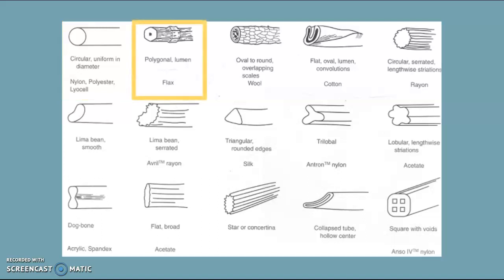Flax, which comes from the stems of plants, is going to be polygonal, meaning there's a polygon shape. It also has a lumen, which is this little center of the fiber itself.